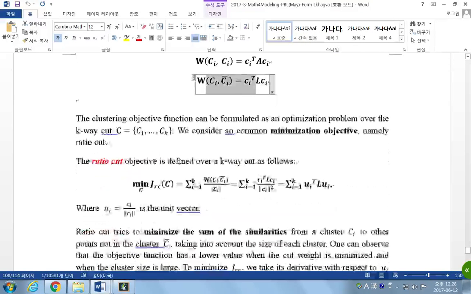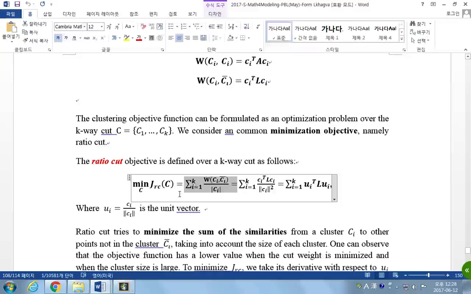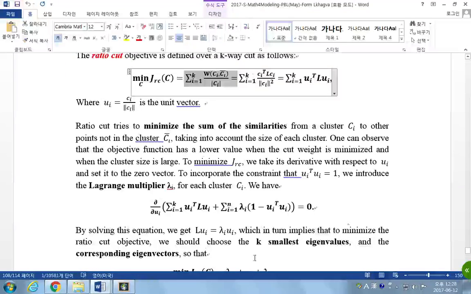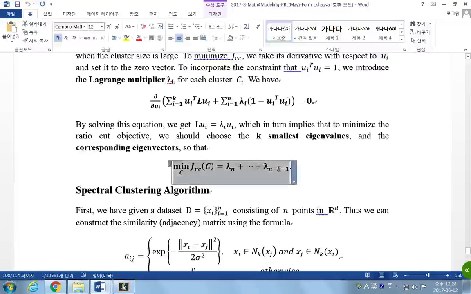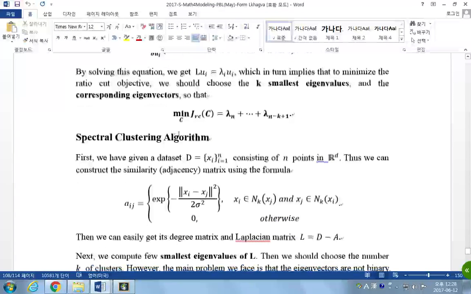The arithmetic cut is the minimization of this sum. This sum is some calculation. We can get the minimum value like this. Then we can get the spectral clustering algorithm.